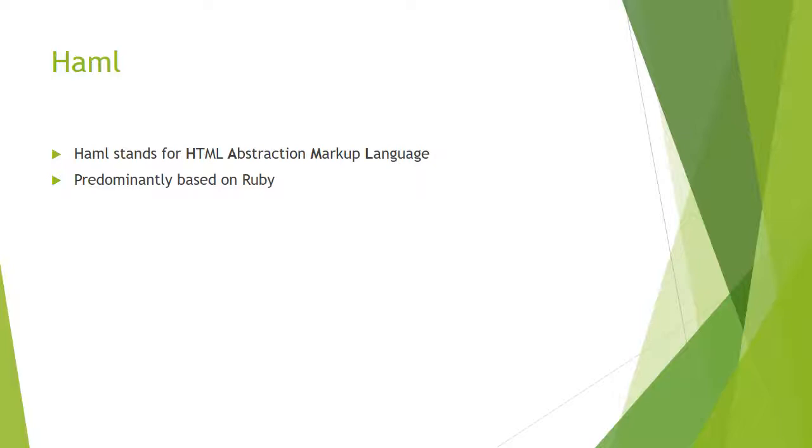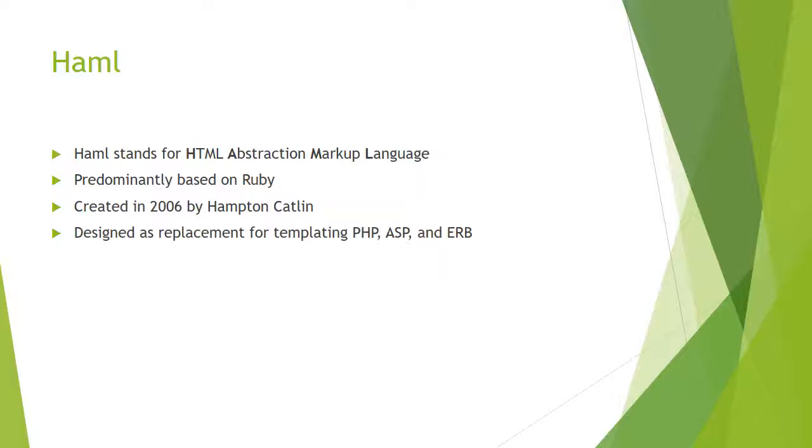HAML is one type of preprocessor. It stands for HTML Abstraction Markup Language. It's predominantly based on Ruby. It was created in 2006 by Hampton Catlin. It was designed as a replacement for templating languages such as PHP, ASP, and ERB.